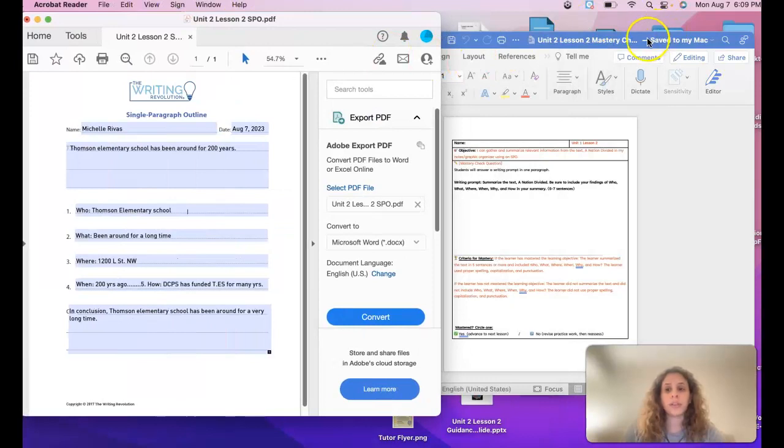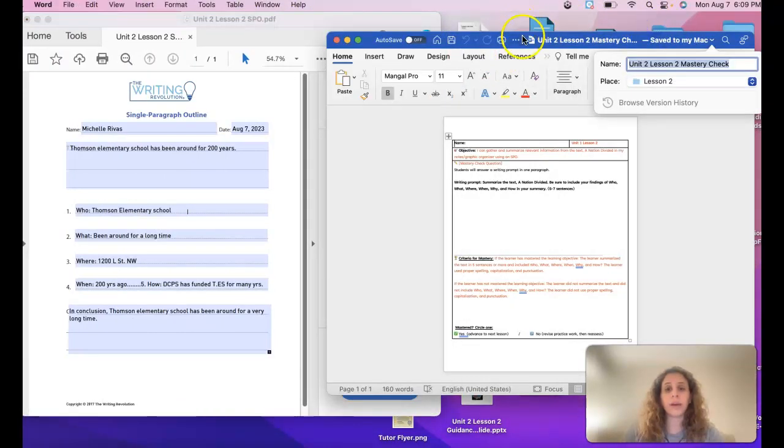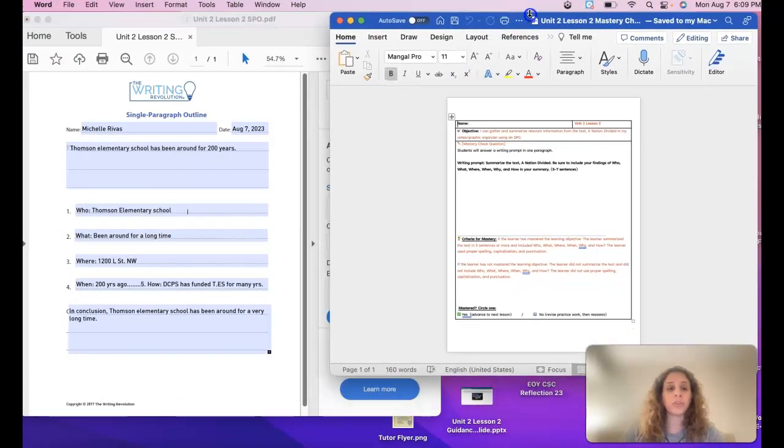And I personally would have these windows up side by side so that you're able to toggle back and forth. But you're going to be answering the writing prompt, which is to summarize the text, A Nation Divided. Be sure to include your findings of who, what, where, when, why, and how in your summary. Your summary should include 5 to 7 sentences.